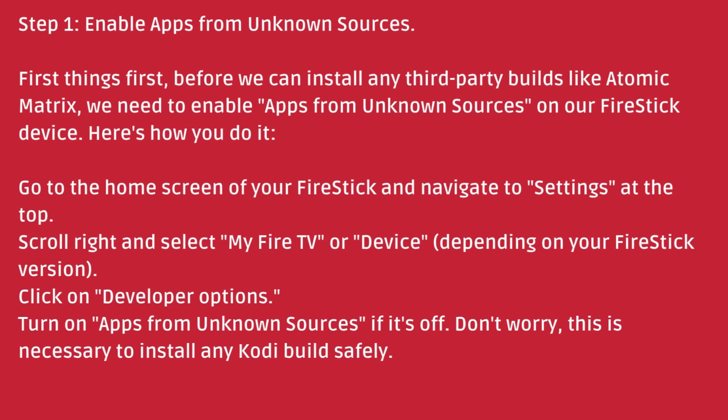Step 1. Enable apps from unknown sources. First things first, before we can install any third-party builds like Atomic Matrix, we need to enable apps from unknown sources on our FireStick device. Here's how you do it.